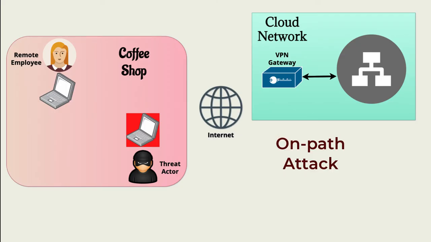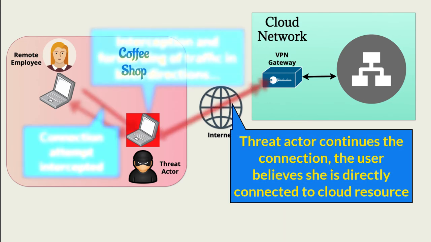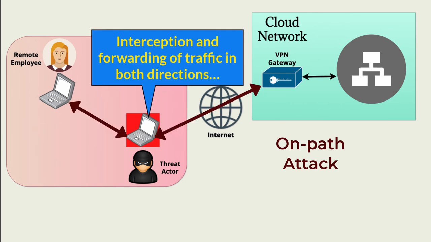Although widely used for remote access security, VPN is not a perfect solution. Threat actors have ways to circumvent its protection. Man-in-the-middle or on-path attacks, for example, can enable interception of VPN traffic, especially traffic traveling over public networks.